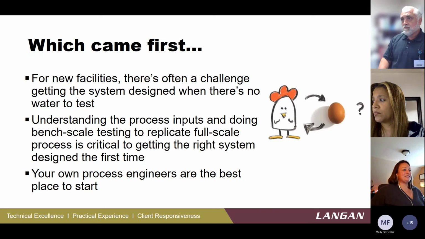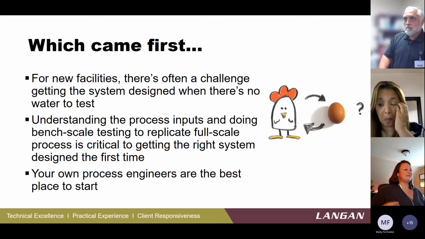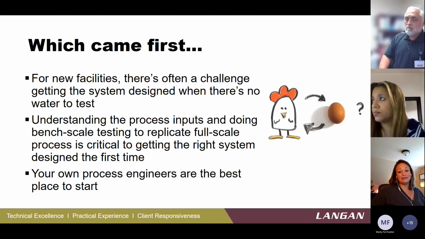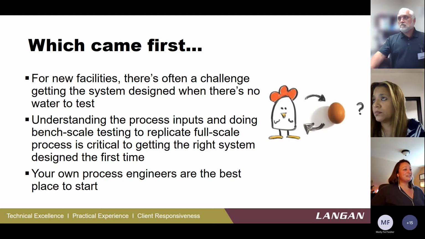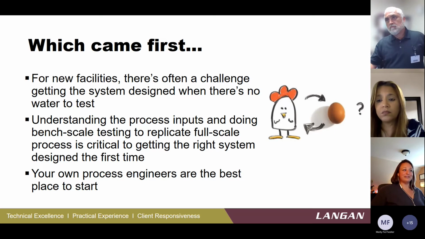Most of the time, the process engineers will have already done some bench scale testing, will have already tried to do this thing somewhere, and we can replicate full scale conditions by using whatever bench scale tests they've done. We're generally able to project forward in permitting and in treatment system design based on some bench scale process. So make friends with your process engineers because they often hold the secrets to the whole thing.